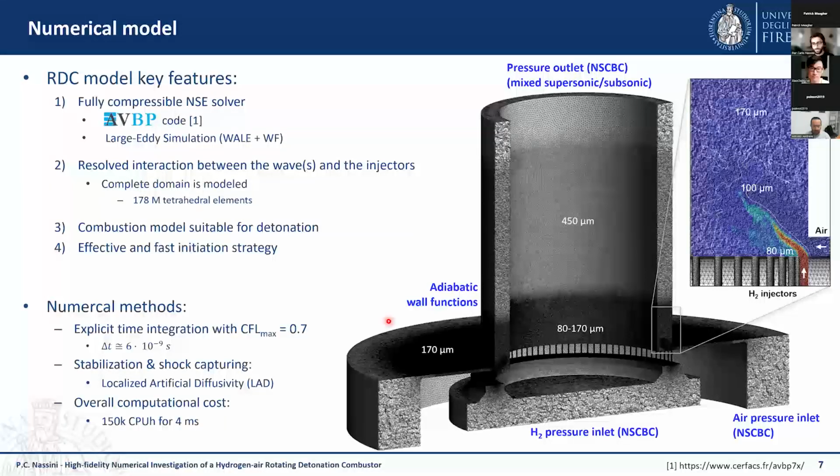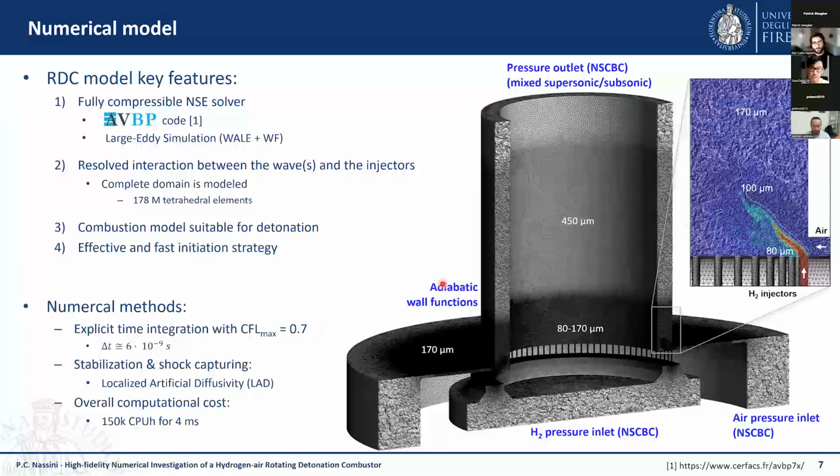We decided to discretize the complete domain in 178 million pure tetrahedral elements, and this is a section of the mesh where, of course, you can see also the sizing of the elements, and where we adopted specific refinements near the injection, and particularly in the region where we expect the formation of shocks due to the supersonic injection of both the fuel and the air.